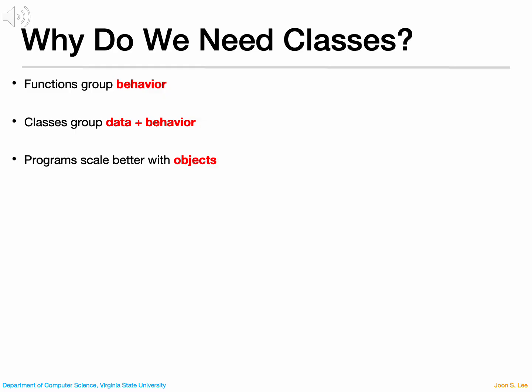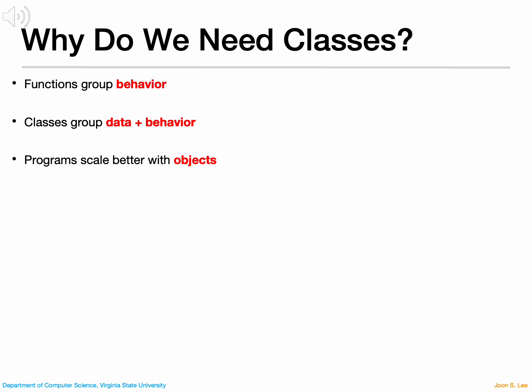For example, a student class might store a student's name and ID, and its methods might calculate GPA, print a transcript, or update enrollment information. A student class isn't just a set of functions, and it's not just a collection of variables. A student has data, like name and ID, and behavior, like enrolling in a class or calculating GPA.